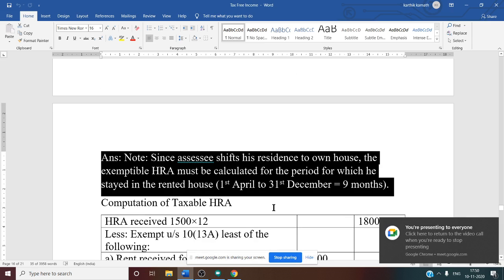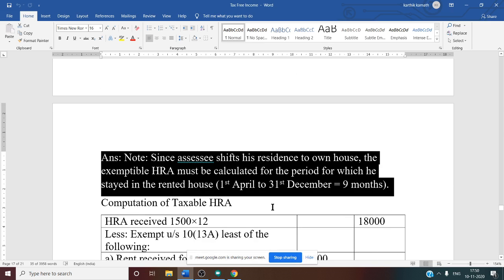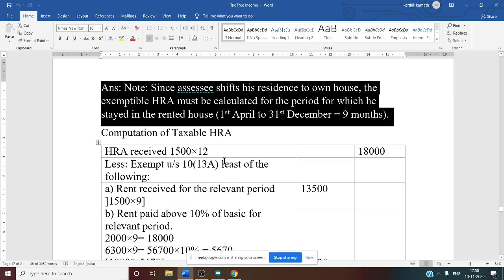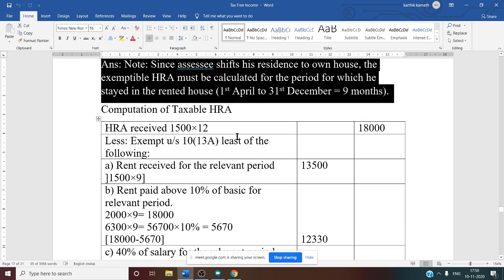Note, since the SSD shifted to his own house, exemptable HRA must be calculated for the period for which he stayed in the rented house, that is from April to December. January, February, March is not included, that is only 9 months of calculation we have to do. So you have to do the format computation of taxable HRA, 3 columns we have to do.